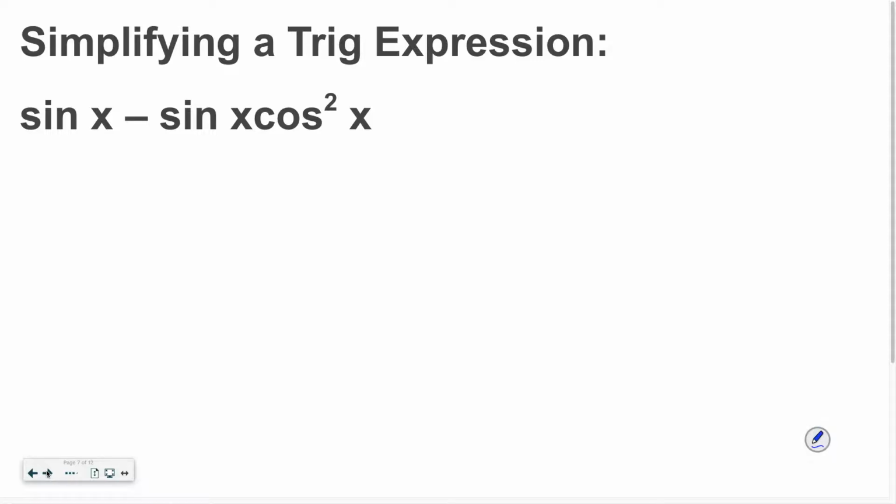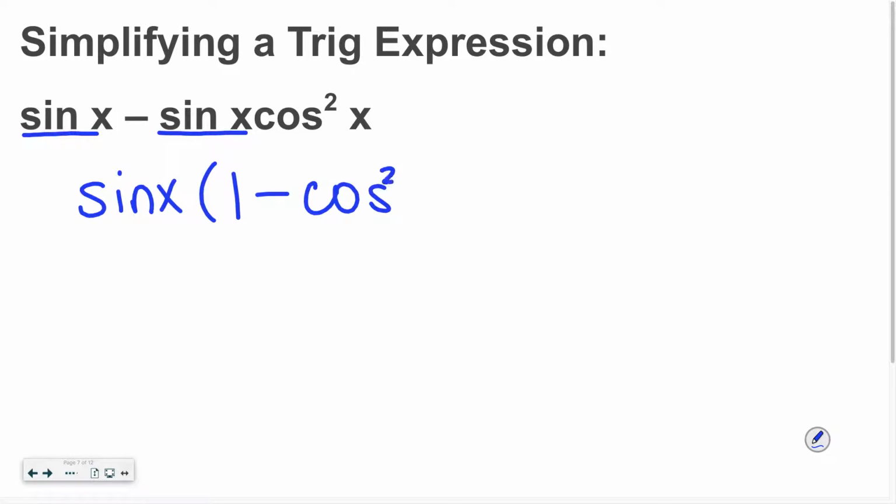Okay. We just got done talking about factoring, right? This is something that you've got to look for. Do both terms have a sine of x inside? So what we can do, we have something called the GCF, right? Sine of x is in common, so we can factor it out. If we divide it out of the first term, we're left with 1. Minus, if we divide it out of the second term, we're left with cosine squared.